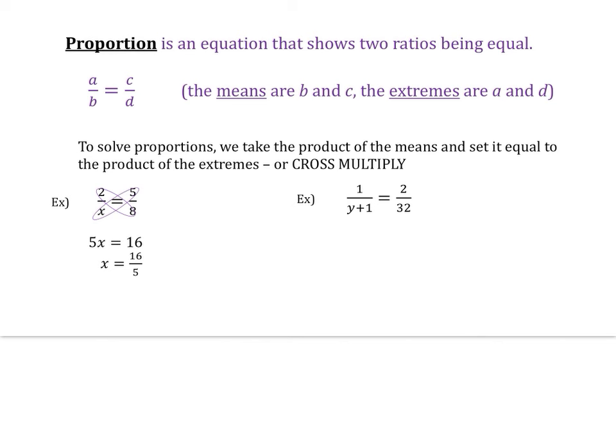Next example, we have 1 divided by y plus 1 equals 2 divided by 32. Again, we're going to cross multiply, so we get 1 across from 32, which are our extremes. Then you have your means, so 2 times y plus 1. Set it as an equation. Distribute your 2, resulting in 2y plus 2 equals 32. Subtract 2, resulting in 2y equals 30. And then divide by 2 on both sides, resulting in y equals 15.